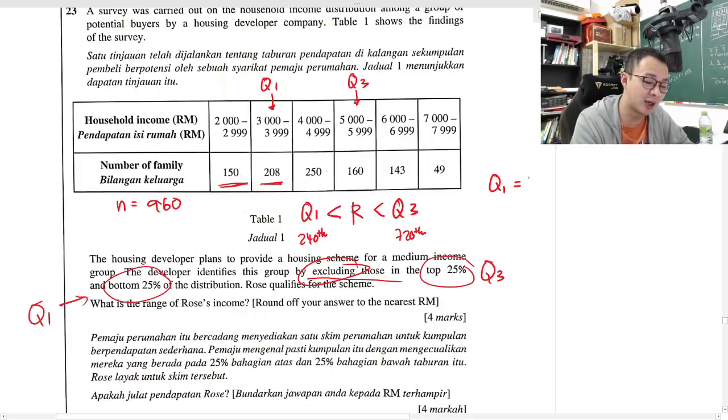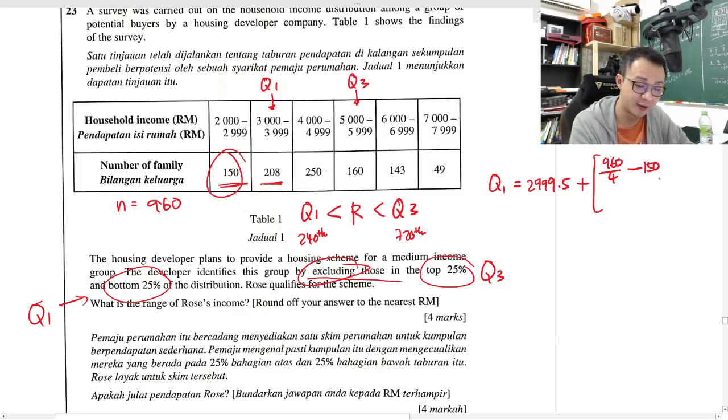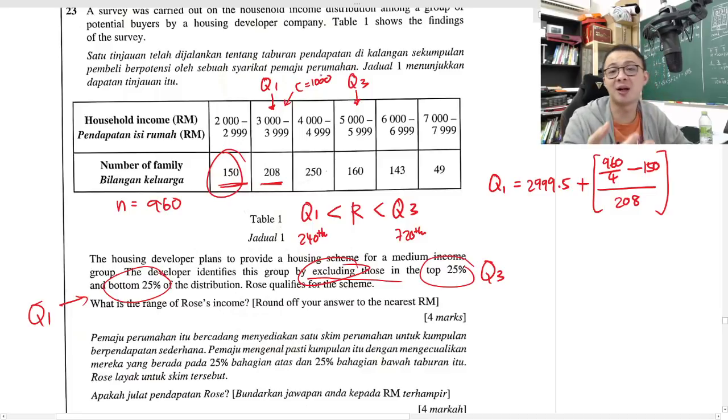Because the formula needs the lower boundary of the Q1 class. So the lower boundary, which is 2999.5, plus n, which is the total 960 divided by 4, minus the cumulative frequency before this class, which is 150, divided by the frequency of Q1, which is 208, and then multiply by the class size. The C here will be 1000. How do I know it's 1000? You use the upper bound minus the lower bound, and you'll get 1000.